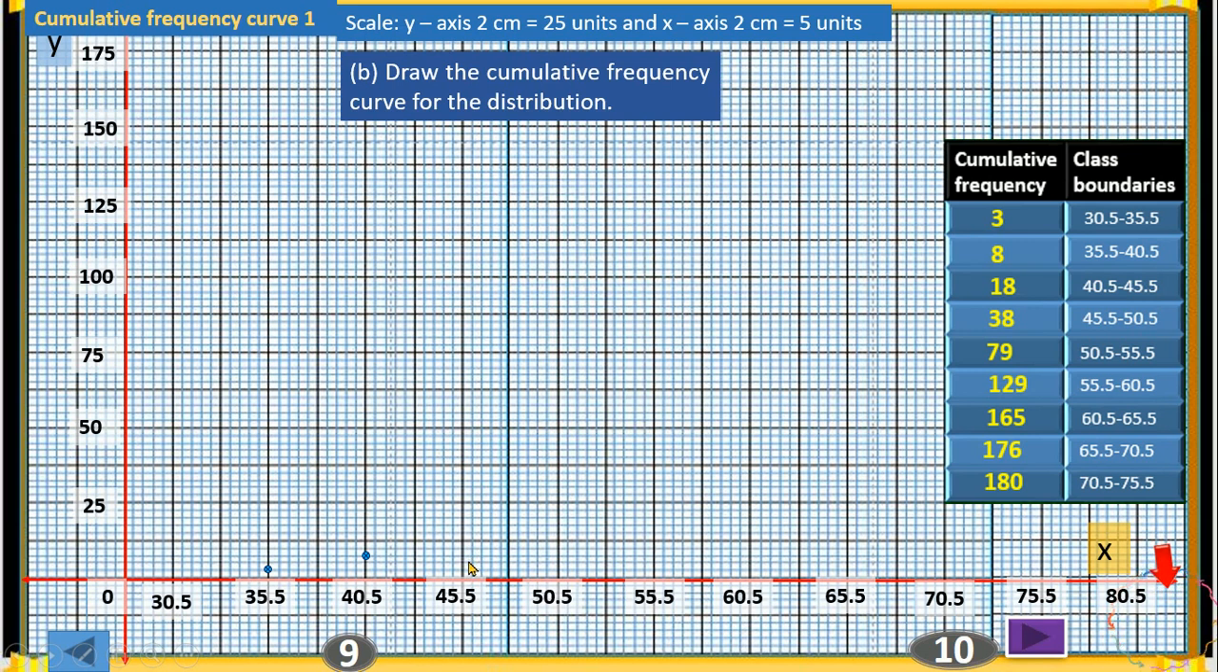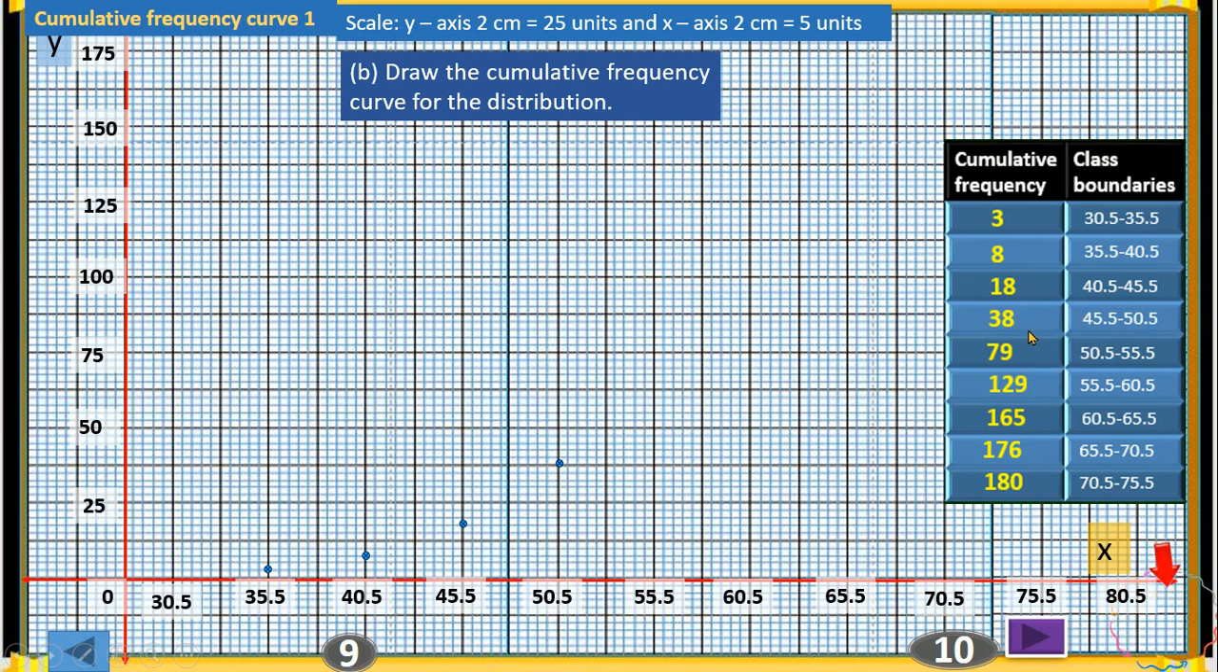45.5. Then you have this is 5. This is 10. This is 12.5. This is 15. This is 17.5. 18 will be close to that, so we plot at that point. Then for 38, we are going to plot at 50.5. 50.5, 38. Then we plot it there.